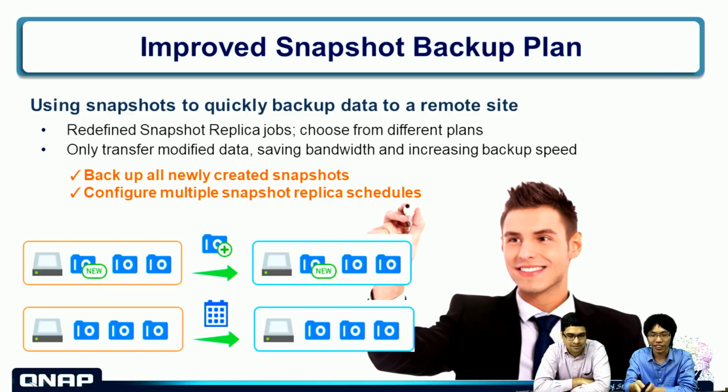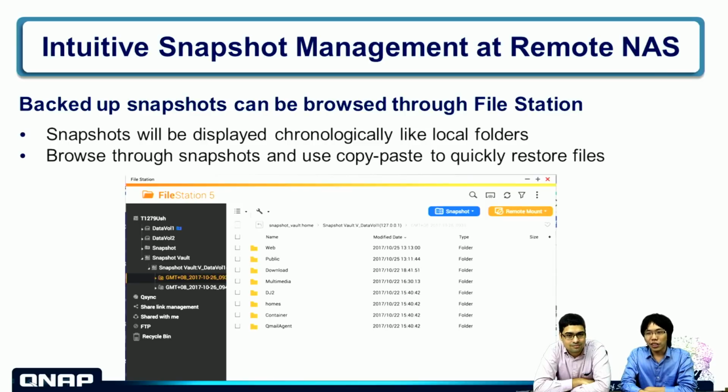All right. Okay. And finally, when the snapshot replica job has been done and the destination NAS has created a snapshot file, as mentioned, we also provide the user in the remote NAS they can view the snapshot file in the file station directly. So which means they can just browse into the snapshot file and recover their data to the remote NAS, or even after recovery, using the file station remote mount to drop those files back to the original source NAS.